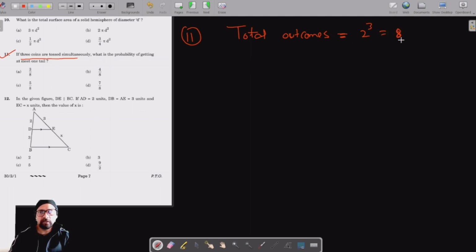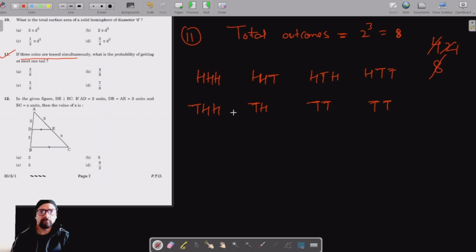And let's write down the 8 outcomes. How we'll write: we will get the half of 8, which is 4. We'll write down 4 times head and 4 times tail. Now half of 4 is 2, which is 2 times head and 2 times tail. So head and tail, and half of 2 is 1, so one head, one tail, one head, one tail, one head, one tail, one head, one tail. So this is the sample space.